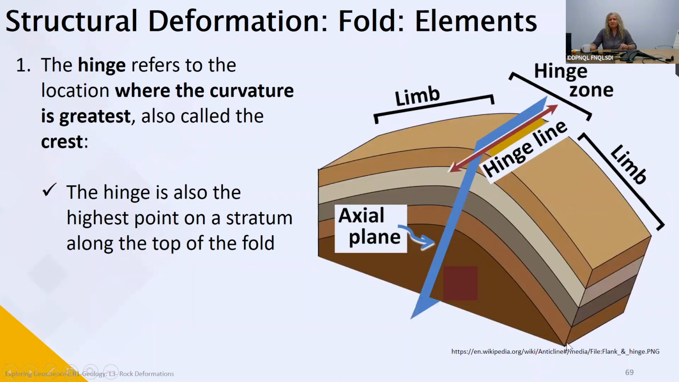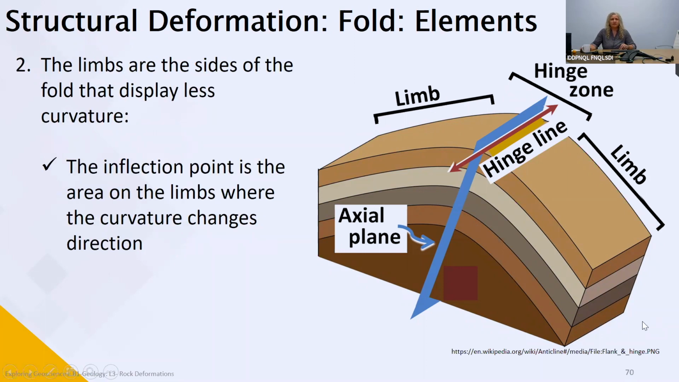So the main elements that form a fold: the first is called the hinge. So the hinge line here. The hinge line is the highest point on the stratum. So if you start at the limit of a stratum and you go on and find the highest point of the curvature, you know that the hinge line passes there, and we can draw perpendicular to that line what we call the axial plane, which is along the hinge zone. Both sides are called the limbs. And that curvature point is also known as a crest. The inflection point is the area on the limbs where the curvature changes.